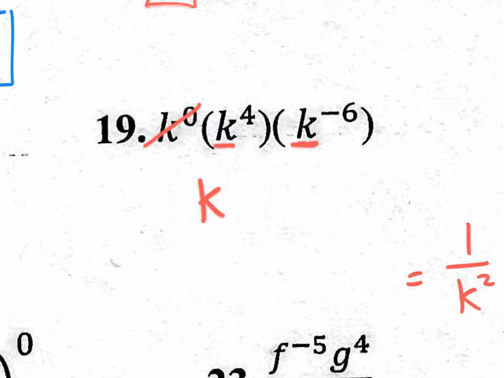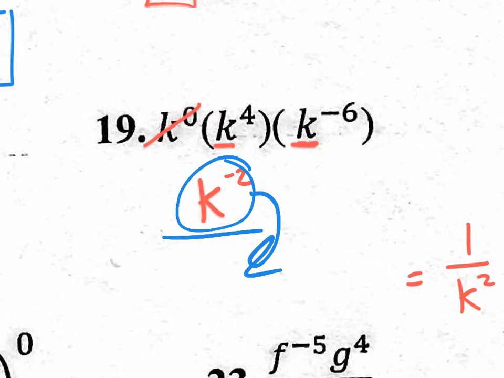What is 4 plus negative 6? That's negative 2. So you really have k to the negative 2. And then you would have to apply the negative exponent rule, where you grab it and move it to the other side. So you really end up with that answer right there anyway, 1 over k squared.